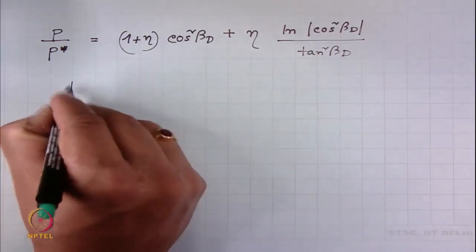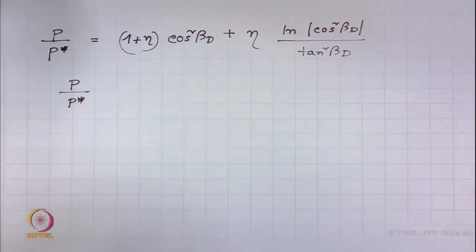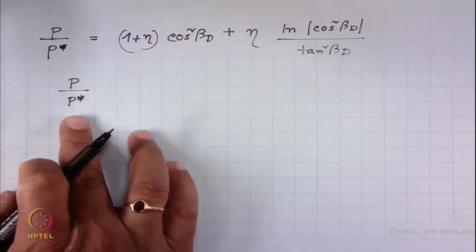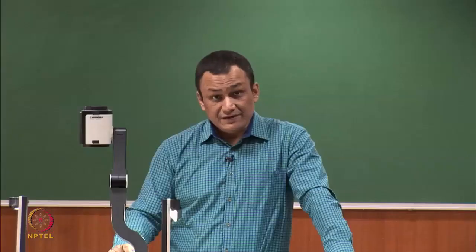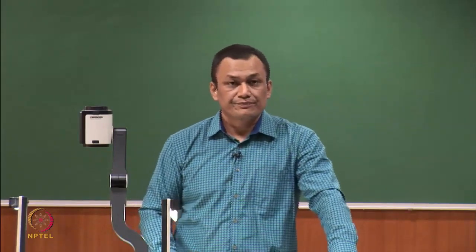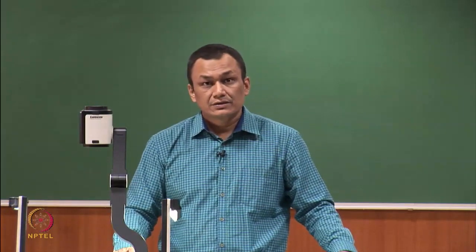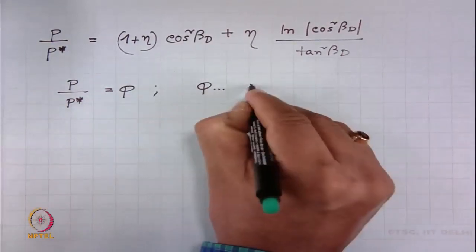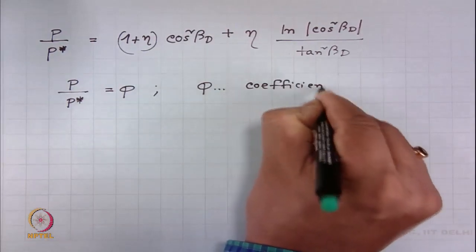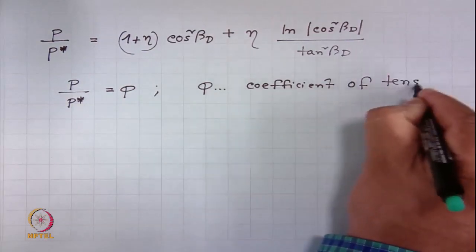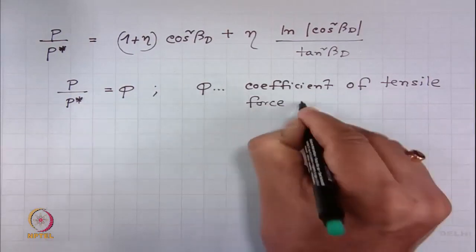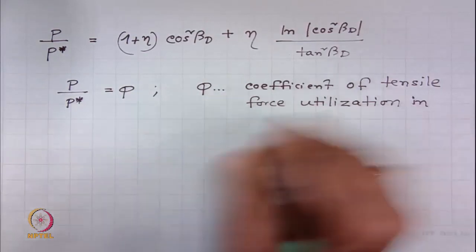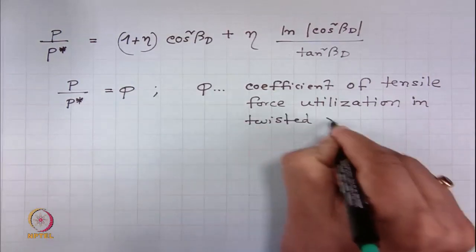Now, something about this quantity P by P star. Yarn axial force divided by axial force on a parallel fiber bundle having same fineness and same substance cross sectional area like yarn. So, this quantity we denote as phi, where phi is known as coefficient of tensile force utilization in twisted yarn.